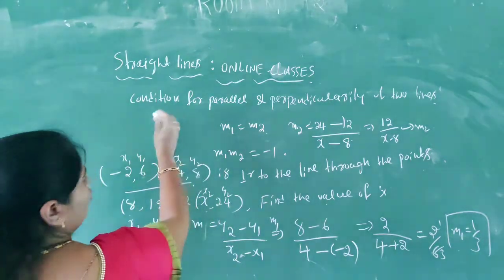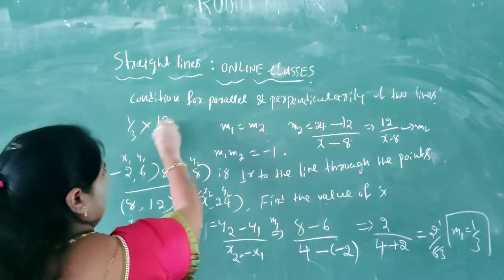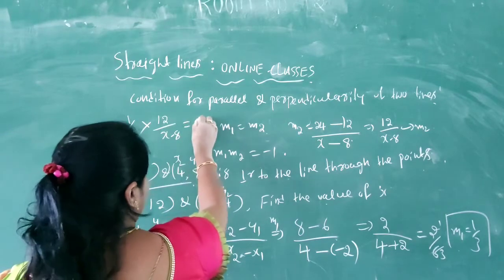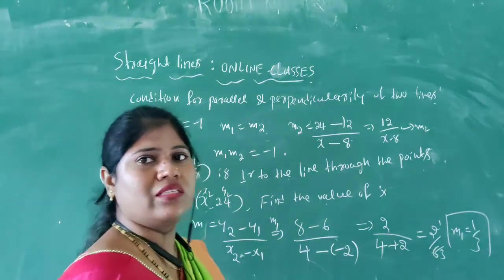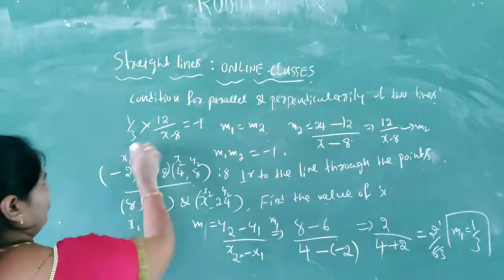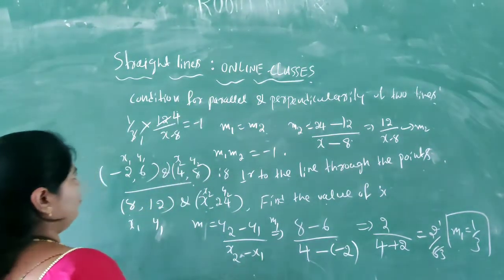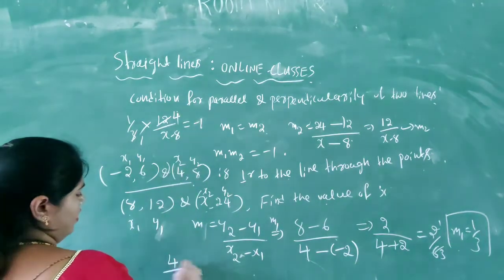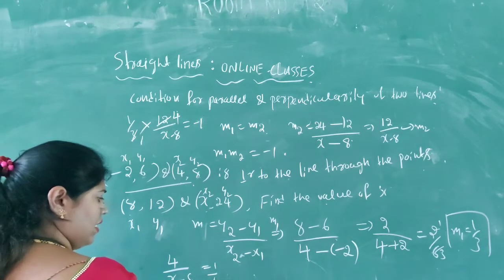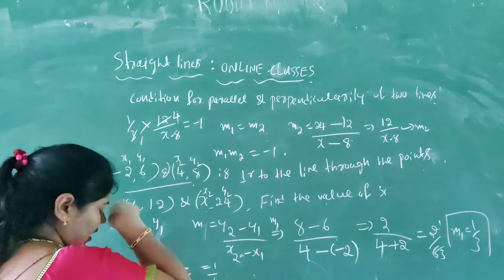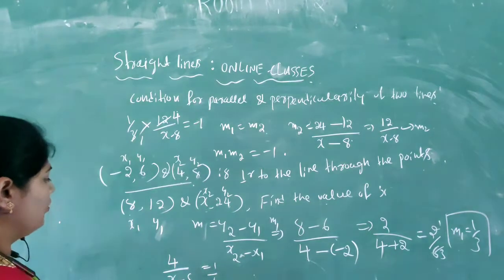m1 is 1 by 3, and m2 is 12 divided by x minus 8, which is equal to minus 1. This is the condition for the perpendicularity of two lines with these slopes. So 3 ones are 3, 3 fours are 12. Then it is going to be 4 divided by x minus 8 is equal to minus 1.